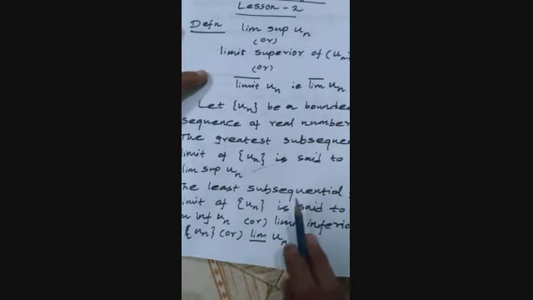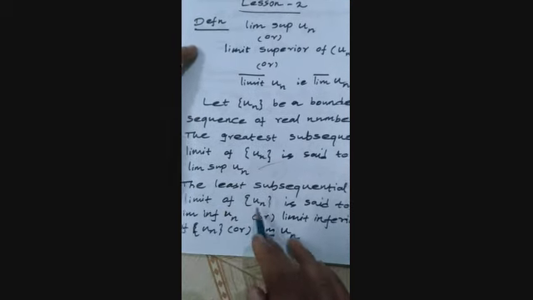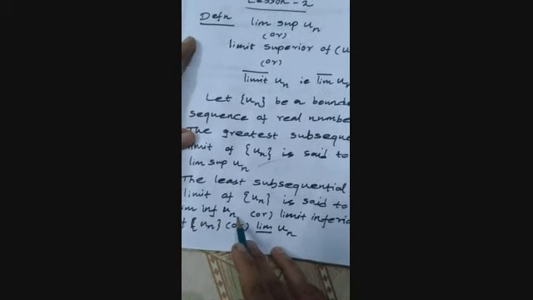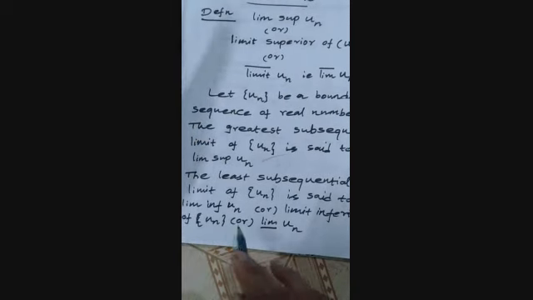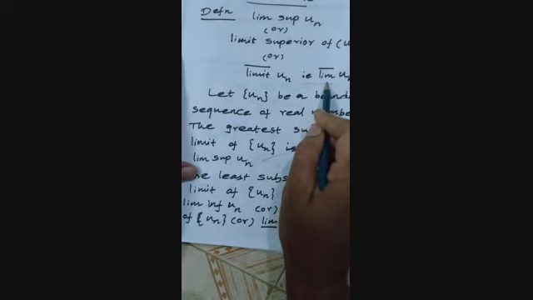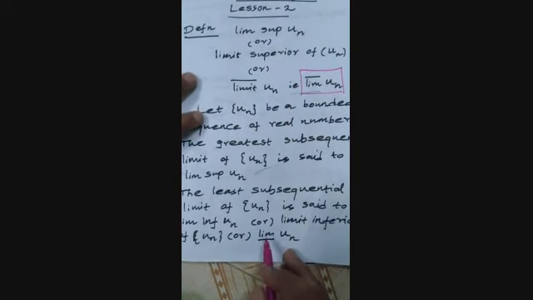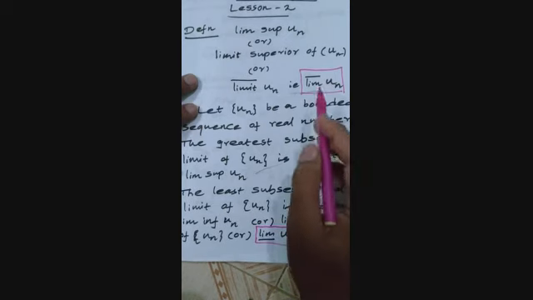The least subsequential limit of Un is said to be the limit inferior, or that is limit infimum of Un, or limit inferior of the sequence Un, or using this notation, which is denoted by like this, limit inferior, which is denoted by limit superior. So this is denoted by like this, limit superior, which is denoted by like this, limit inferior. Otherwise, limit supremum of Un, limit infimum of Un. Just note this.